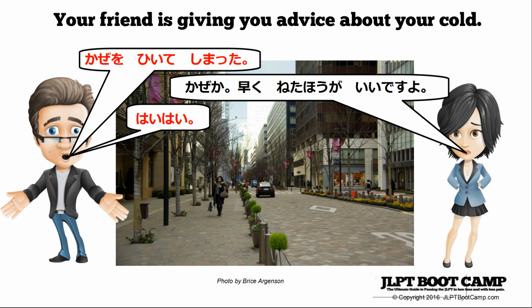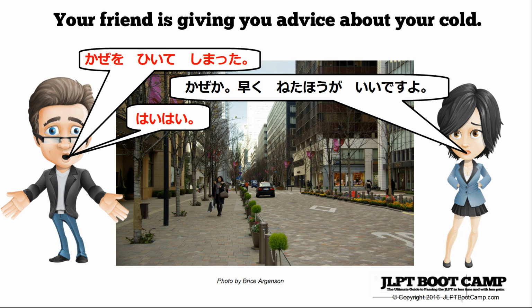Kaze ka, so your friend is asking, oh, it's a cold. Kaze is cold again. Ka is the question marking particle here. And then she says hayaku, so quickly. Netta, past tense of neru, which is to sleep. Hougaii is had better. So you had better go to sleep. And desu yo makes it a little bit more polite.